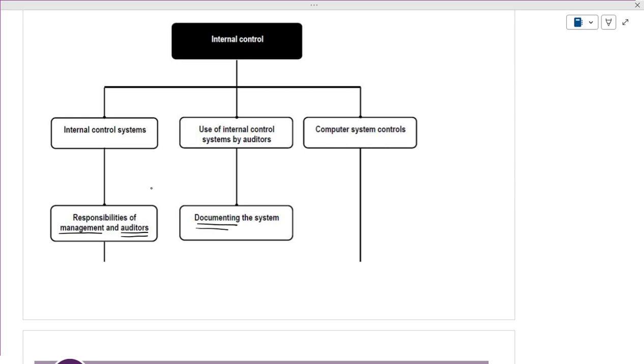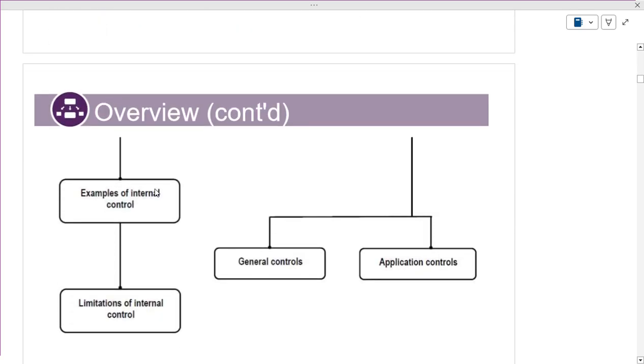In writing is very important, right? In writing is very important. When you do the thing, what are the examples of internal control and what are the limitations of internal control? You have general controls, you have application controls. General IT controls, okay? General IT controls. Application controls, and general controls means that will be at the beginning, okay? That will be at the beginning.